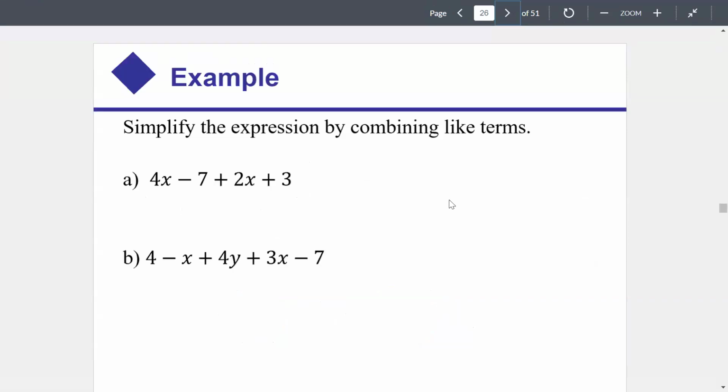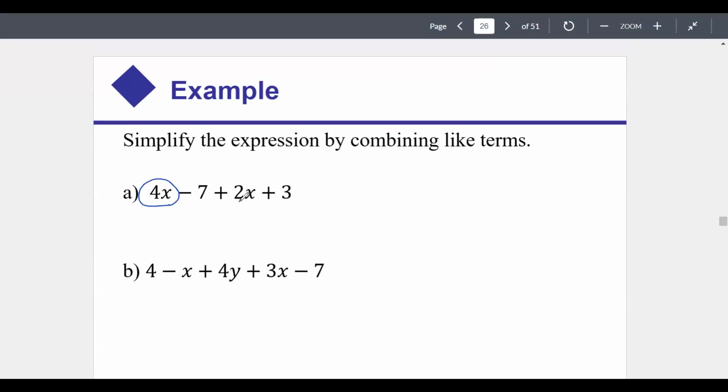So we want to simplify these expressions by combining like terms. So if we look at this, I have a 4x. What is like 4x? It's 2x. You think of this as like having apples. I have 4 apples, I have 2 apples. So if I add these together, I have 6 apples, or in this case, 6x.